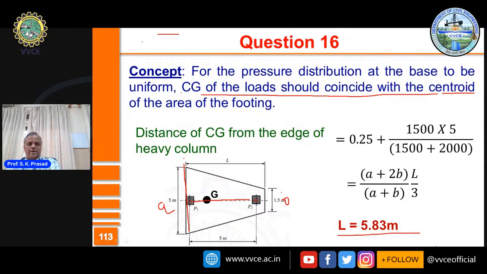So this is how, friends, you can design, proportion a combined footing. The challenge there is to find A, to find B, and to find L accordingly. The objective is to see that the CG coincides with the centroid of the area of the foundation. And sometimes, if it is not possible, you'll have to consider the extra moment. That means pressure is not going to be uniform.